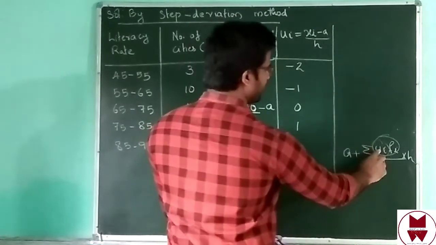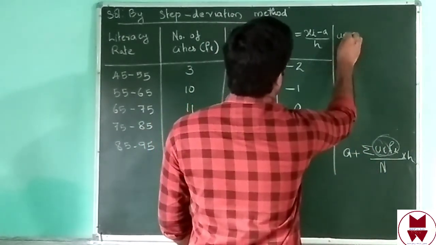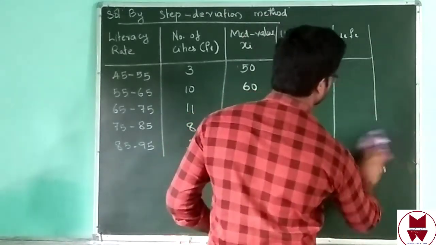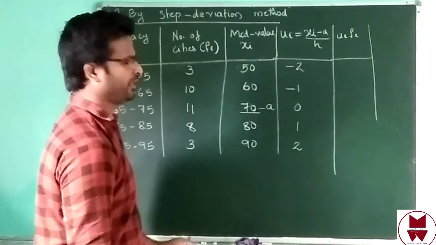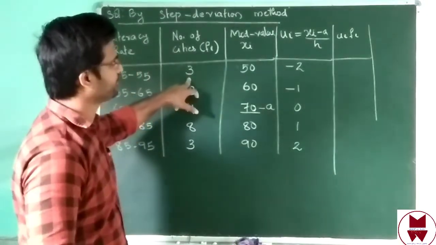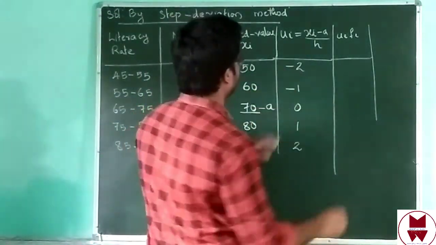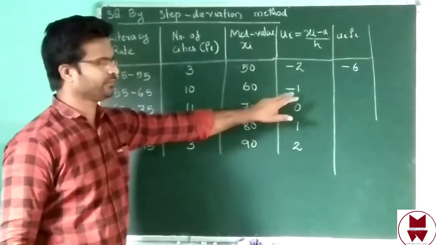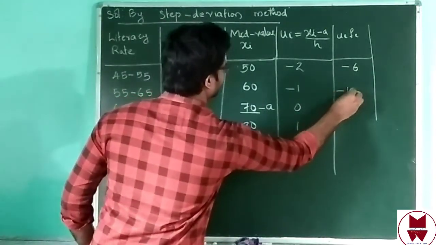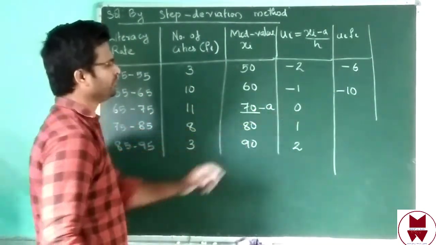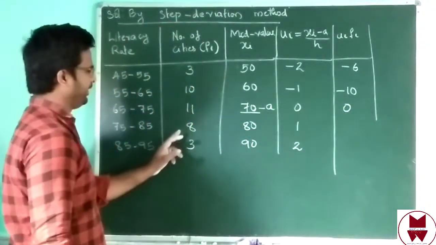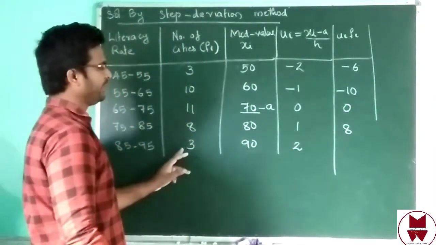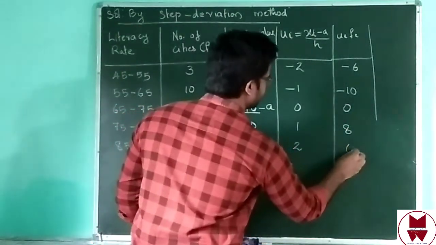We need the next column ui into fi. Multiply ui and fi. This is fi. 3 into minus 2, minus 6. 10 into minus 1, minus 10. Then 11 into 0, 0. 8 into 1 is 8. Then 3 into 2, 6.